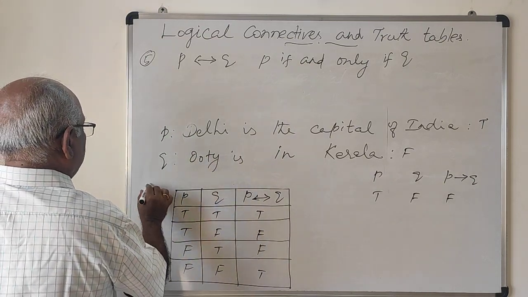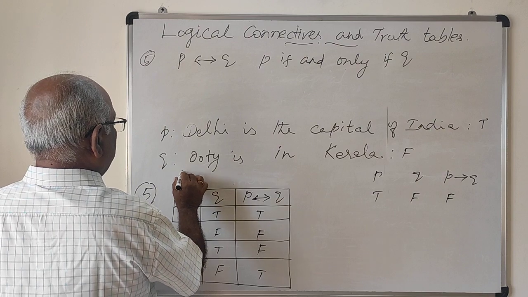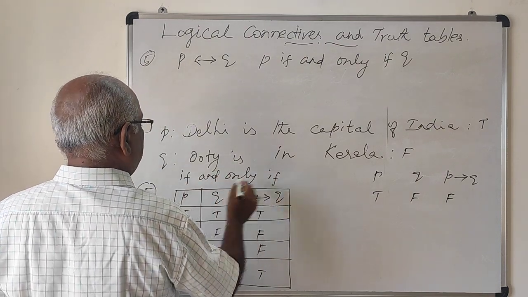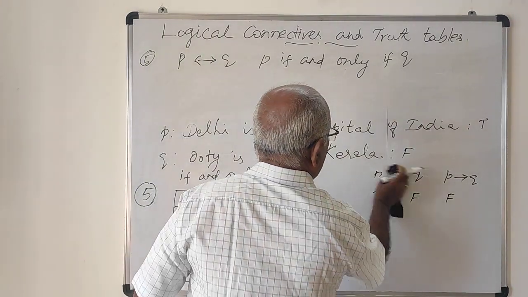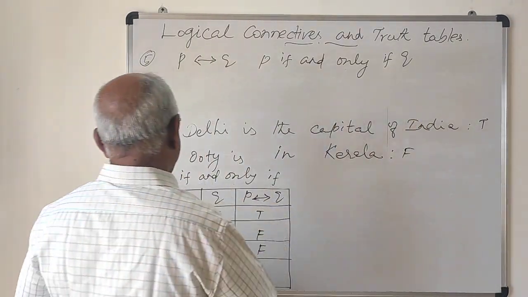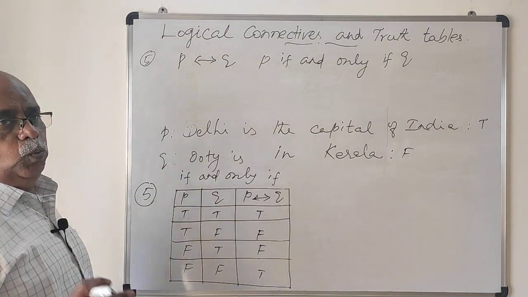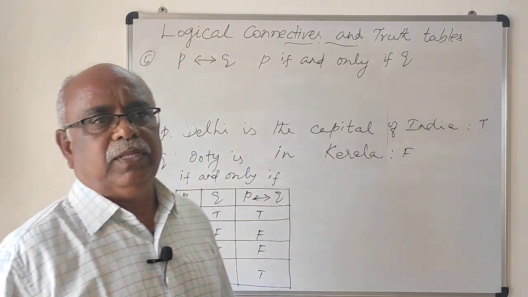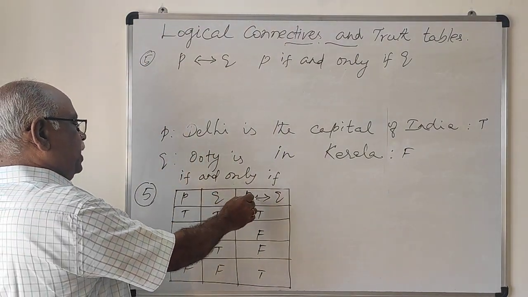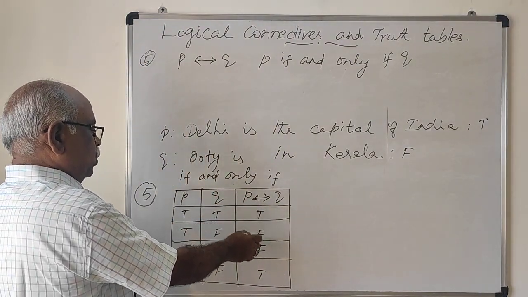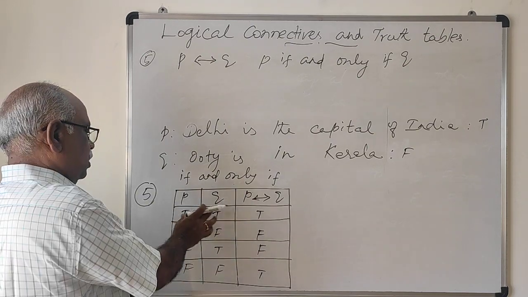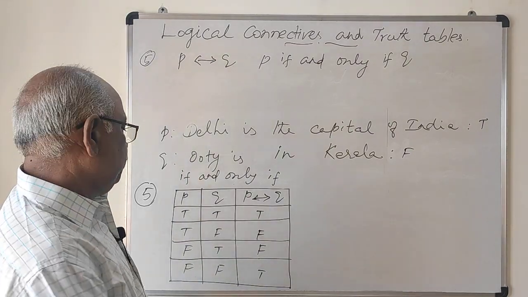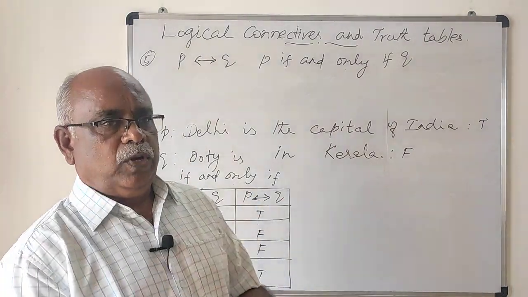This is the fifth one, the if and only if truth table. So far I have given 5 truth tables for you. Using these 5 truth tables, we are going to solve the exercise problems. See, for the biconditional statement, remember the middle two are false, the first and last are true. If both are T, the answer is T. Both are F, the bicondition is T. Otherwise, F.